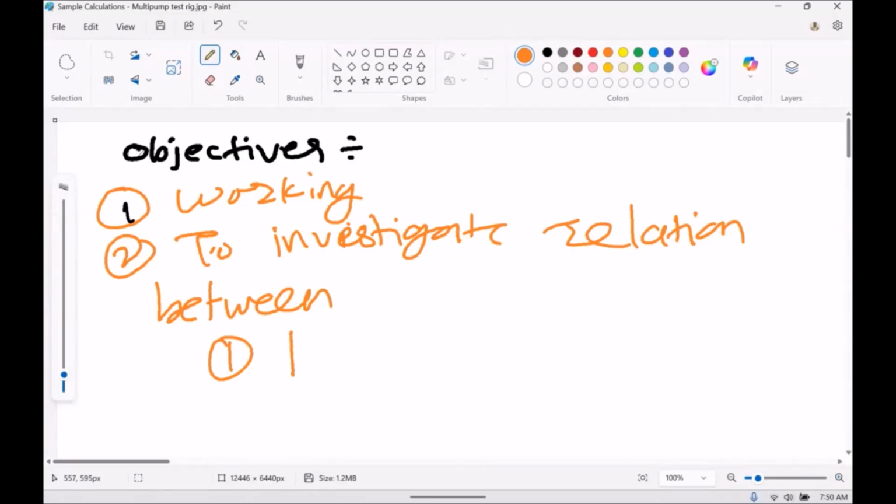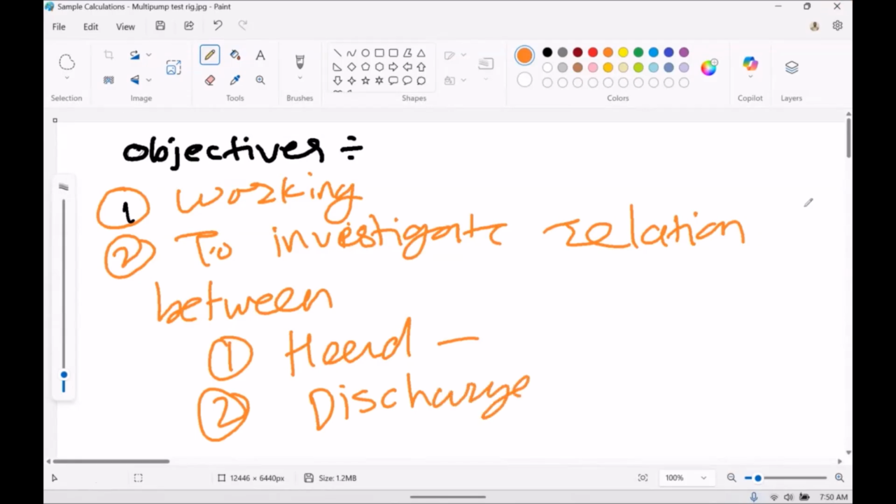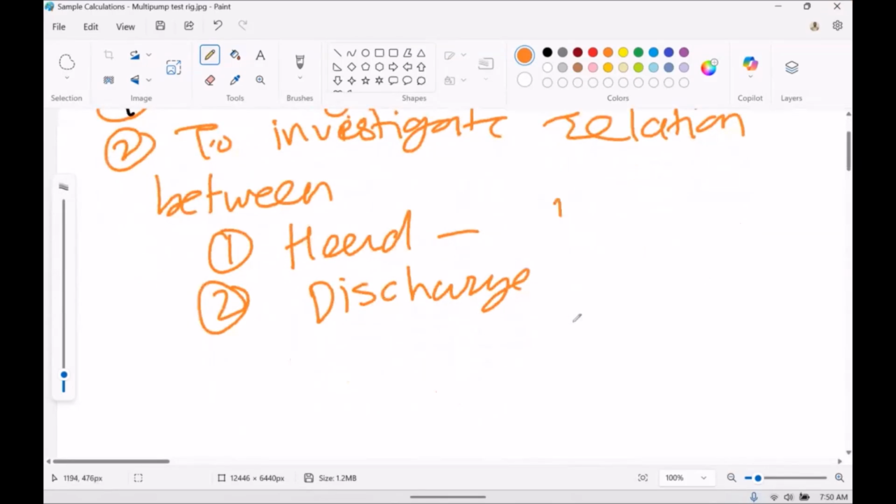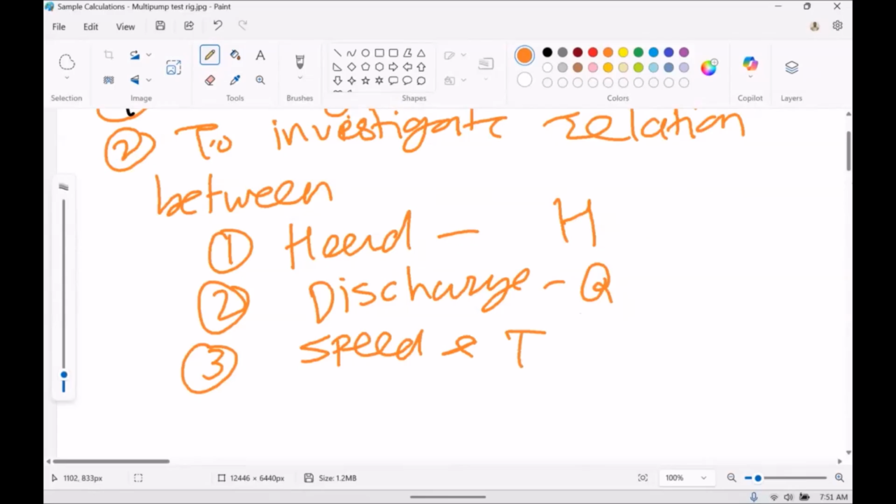The first is head. What is meant by head? How can we find it out? Number two, discharge. We can get this directly from the equipment. Head is denoted by H, and discharge is denoted by Q. And number three, we are going to find the speed and torque of the pump. This is very important. N and T we can directly record from the equipment.